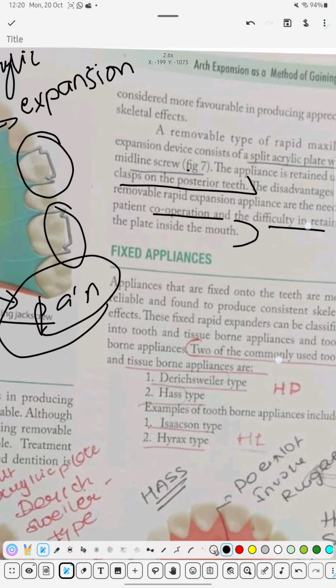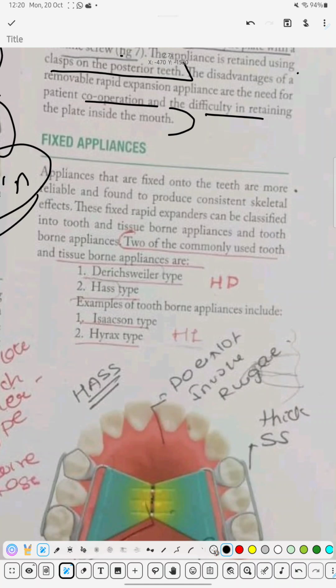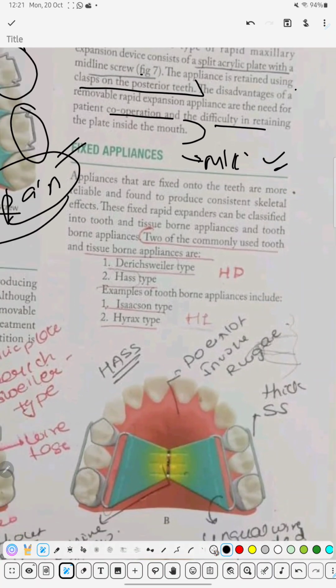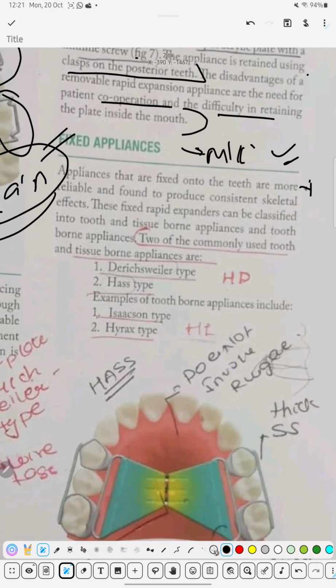So we have switched to another type of appliance, that is the fixed appliance. This is the most commonly used appliance. It does not require patient cooperation because reinserting the appliance is not required. So this appliance is fixed for a particular period of time in the patient's mouth, and it is only removed with the help of the clinician. So the two commonly used fixed appliances are tooth bone and tooth tissue bone.